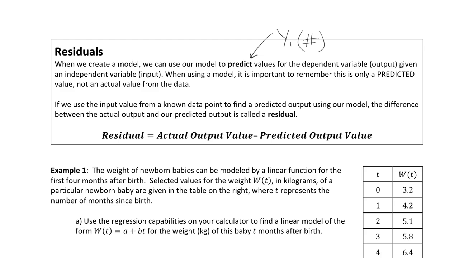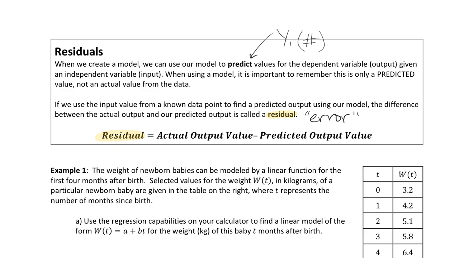But if we actually have real data, we can use what's called a residual to find the error in our predicted value by doing the actual output value minus the predicted output value. That's called a residual. You can think of a residual kind of like the error in your model. So we'll take the actual output value and subtract the predicted output value.